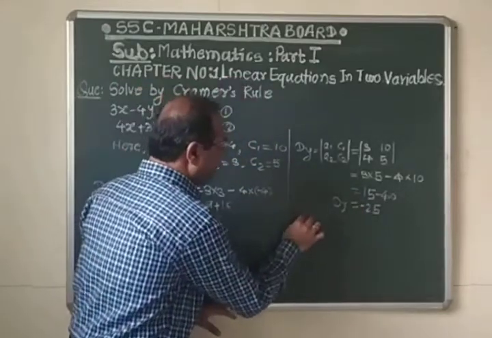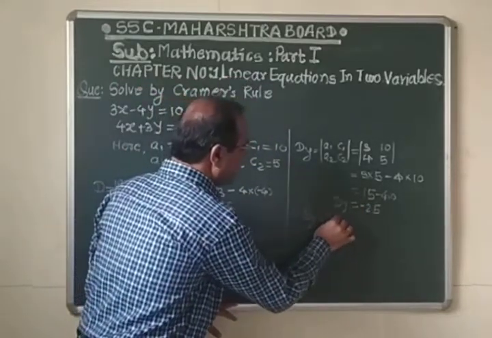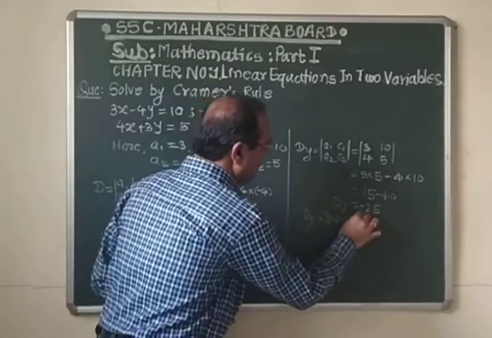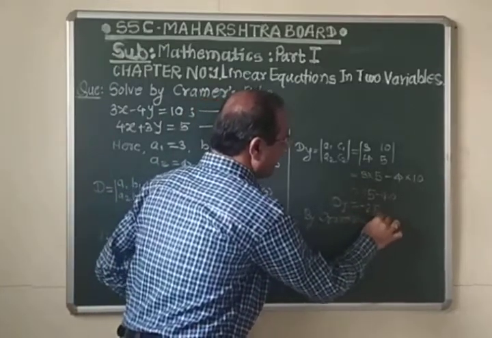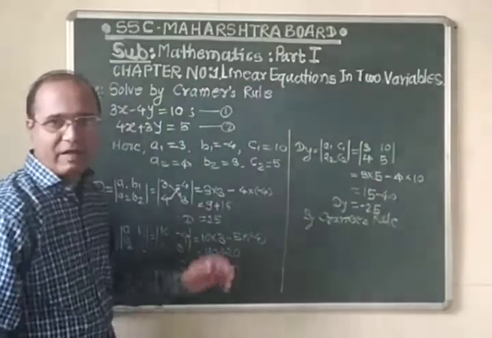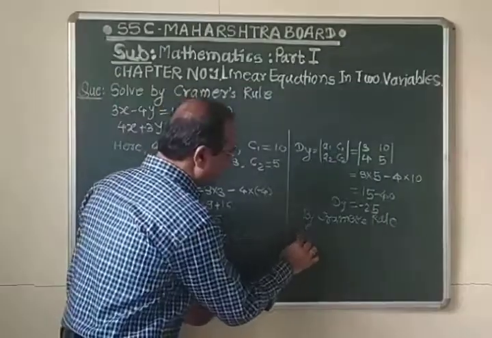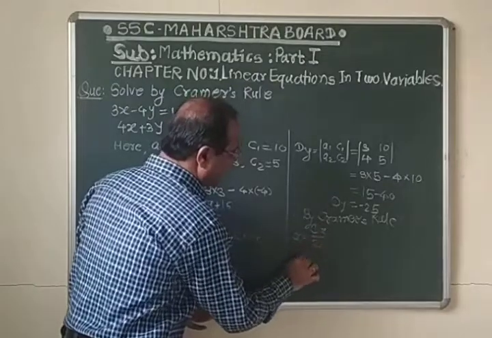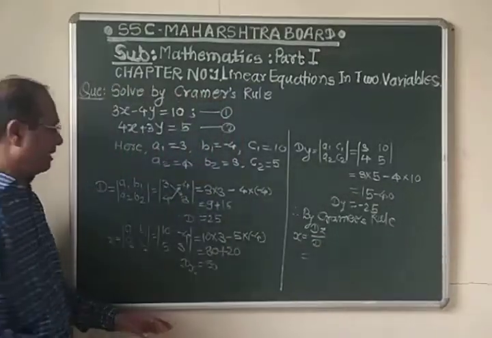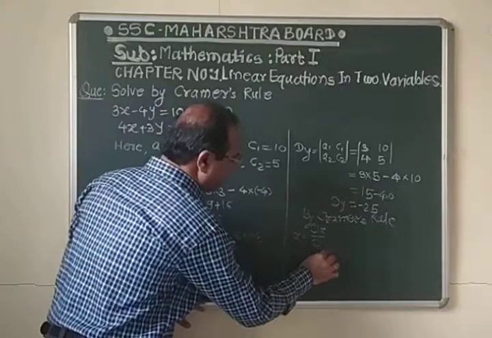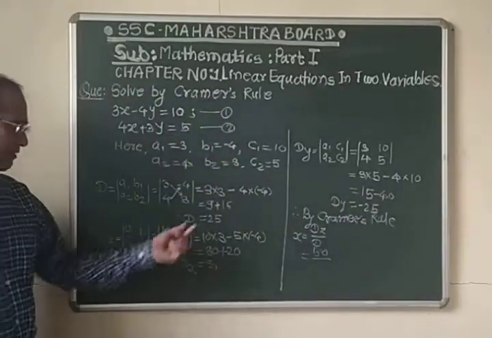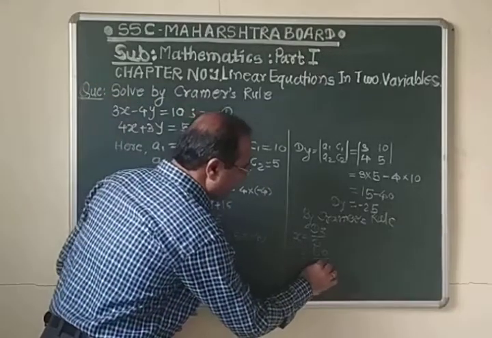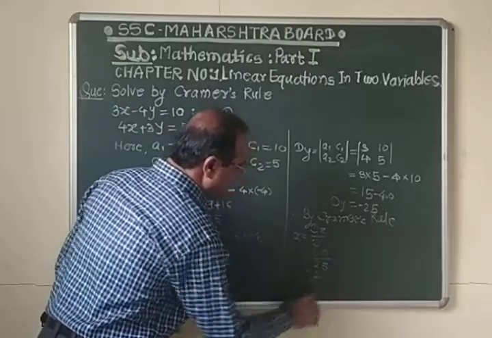Therefore, by Cramer's rule, we have the value of variable x. x is equal to Dx upon D, and Dx is 50, so 50 upon D. What is the value of D here? D is 25. So substitute 25, and you get the value of x as 2.